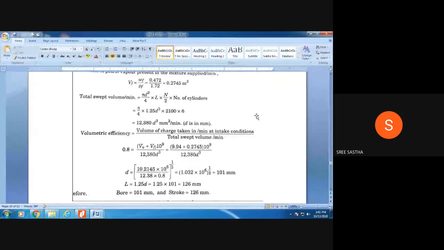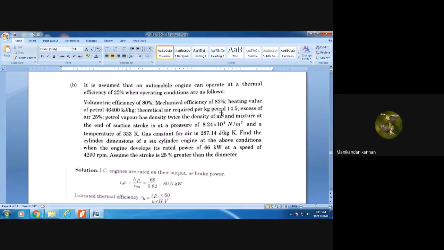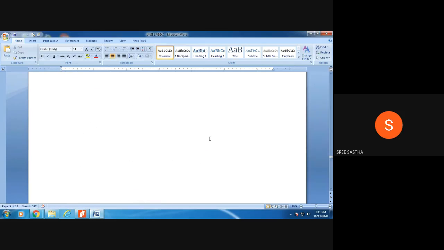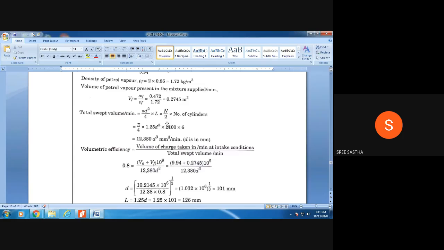See here, what he is doing, pi by 4 D squared L into N by 2, number of cylinder 6. N by 2, 2100. N வந்து எவ்வளோ? 4200. அதான் 4200 by 2, 2100. ஓகேயா? சரி, இப்போ D squared இருக்குது, L இருக்குது. L-க்கு பதிலாக 1.25 D-னு போடுறேன். அப்போ எனக்கு ஒரே ஒரு அன்னோன் தான், 1.25 D cube. ஓகே, இது போட்டேன்.